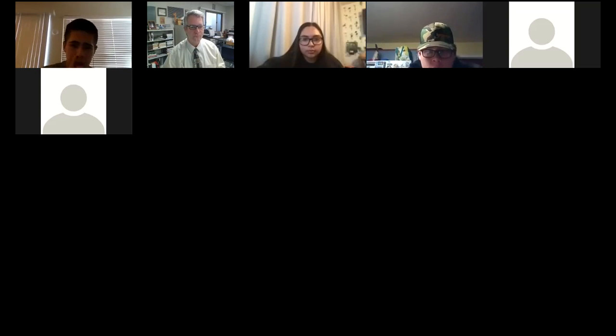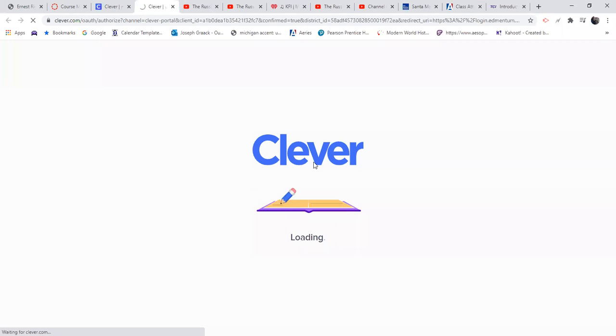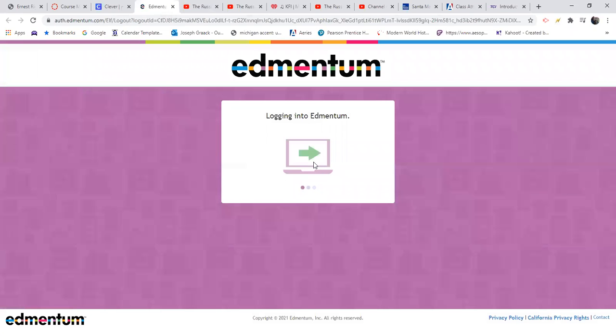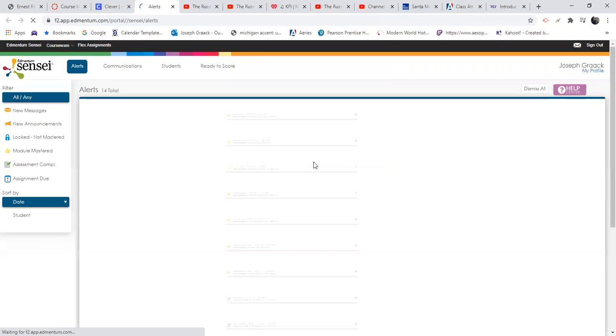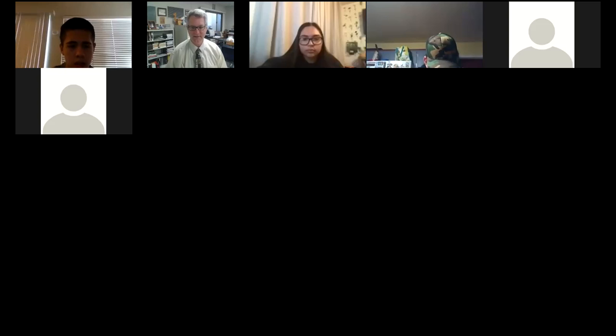When somebody finishes something in Admentum, I get a notification, so I'll show you what those look like right here. So I loaded those in. See scarcity opportunity costs, Trevor already did it, and I just get a notification. So once I get the notification, I can put it in automatically for you, so you don't need to worry about resubmitting that. That's why I have you log in to Admentum, and then it'll just send that automatically. Saves you guys a step.